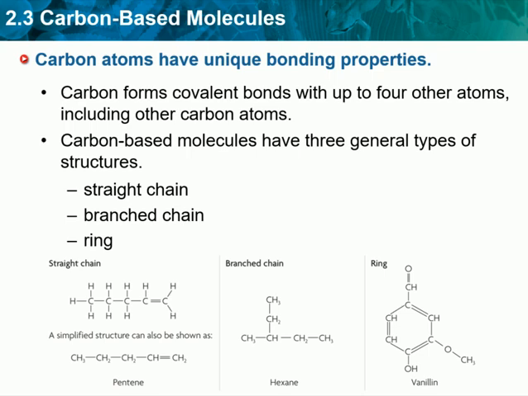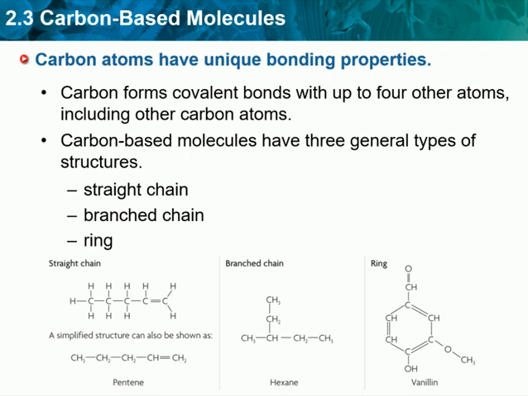Carbon is so important because its atomic structure gives it bonding properties that are unique among elements. Each carbon atom has 4 unpaired electrons in its outer energy level. Therefore, carbon atoms can form covalent bonds with up to 4 other atoms, including other carbon atoms.